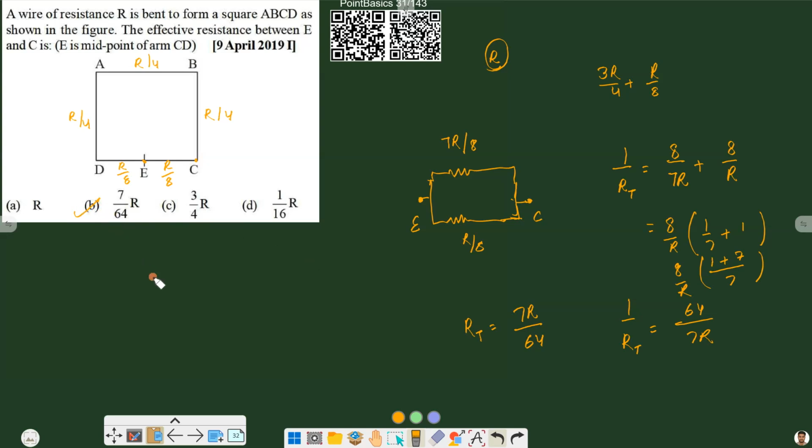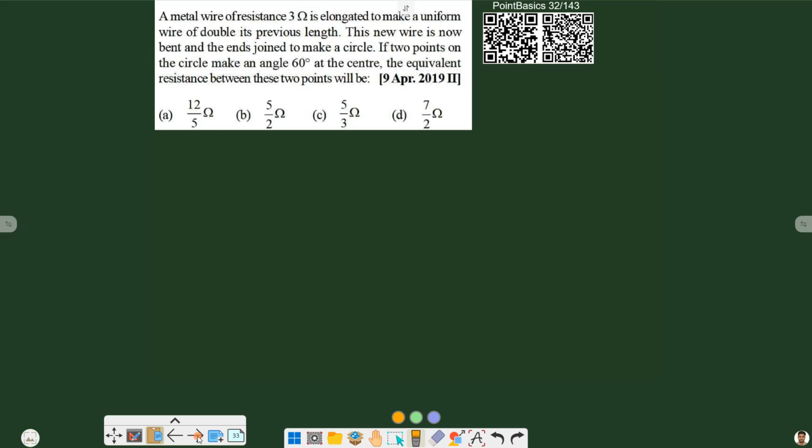Now let's move to the next question. A metal wire of resistance 3 ohm is elongated to make a uniform wire of double its previous length. This new wire is now bent and its ends are joined to make a circle. If the 2 points on the circle make an angle of 60° at the center, the equivalent resistance between these 2 points will be. So this question consists of two parts.